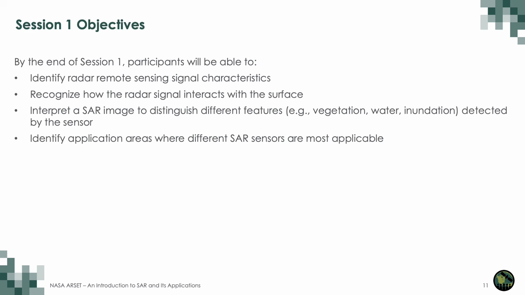So these are the objectives for today's session. By the end of the session, participants will be able to understand the radar remote sensing signal characteristics, recognize how the radar signal interacts with the surface, interpret a SAR image to distinguish different features detected by the sensor, and identify application areas where different SAR sensors are most applicable.